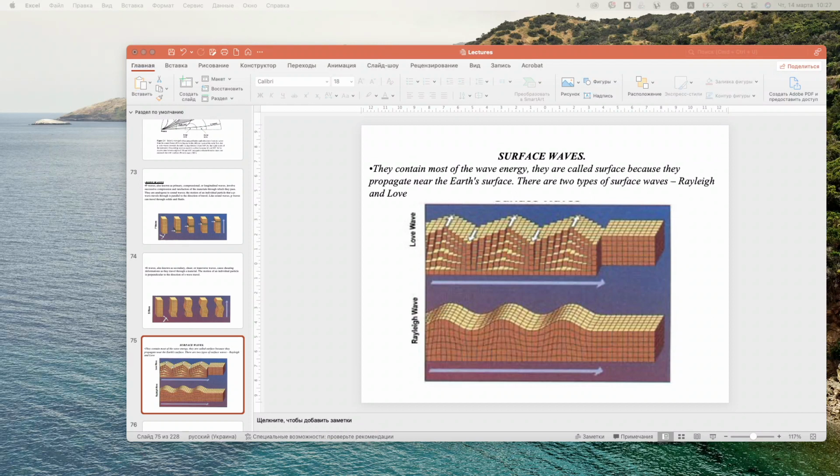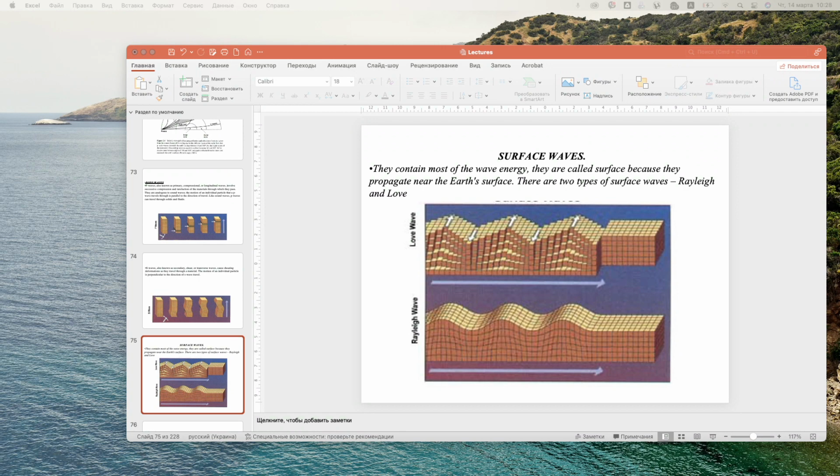Those waves are really important for us because the most part of wave energy that leads to destruction of buildings is in those two waves. Those waves are called Rayleigh and Love waves. And further, we will deeply analyze both of those waves, but there is one more point that I want your attention to.